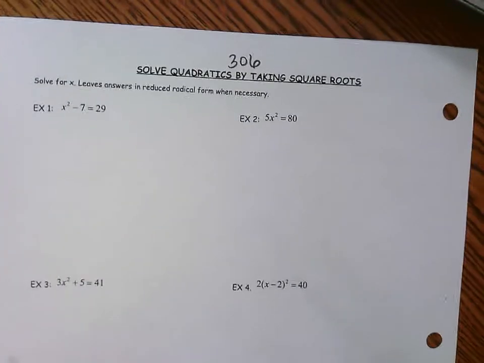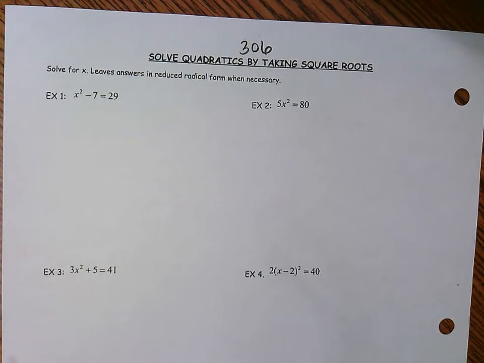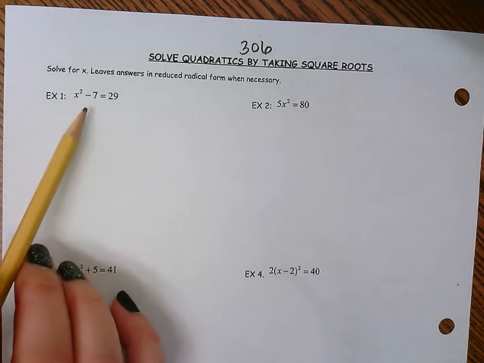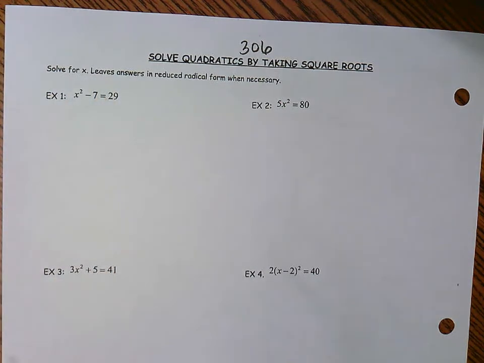All right, so we're going to do these 5 examples together, and then you are going to try some guided practice on this and let me know if you have questions. So solve for x. See how there's only an x squared term? There's no x term.